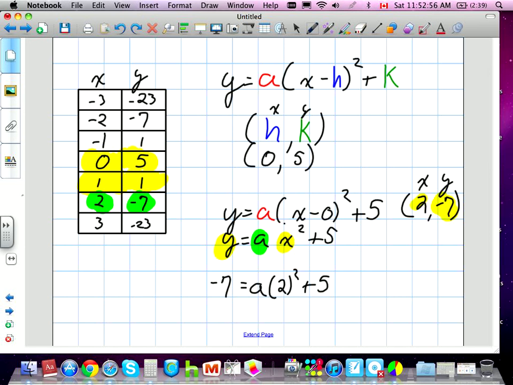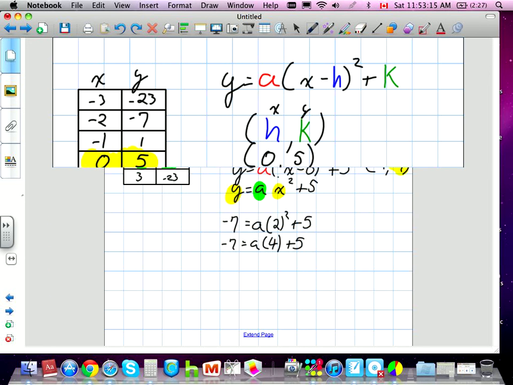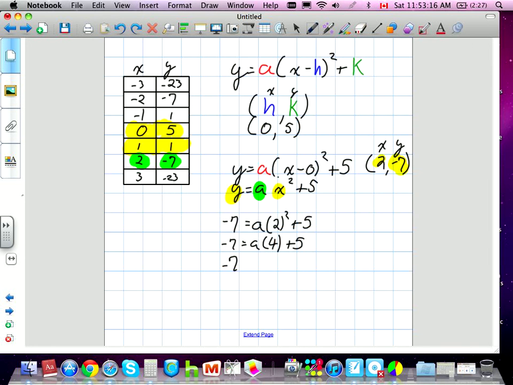So we're trying to figure out what a is going to be now. Now, when we isolate a variable, well, let's evaluate this. What is 2 squared going to be? 4. Okay, 4 times a. So negative 7 is equal to 4a plus 5.